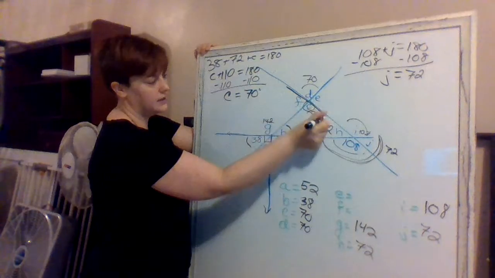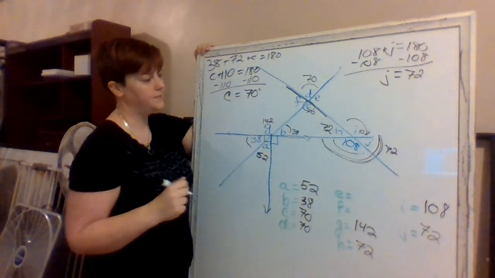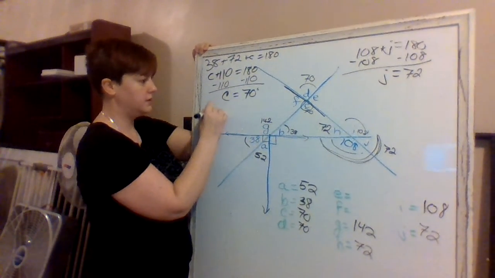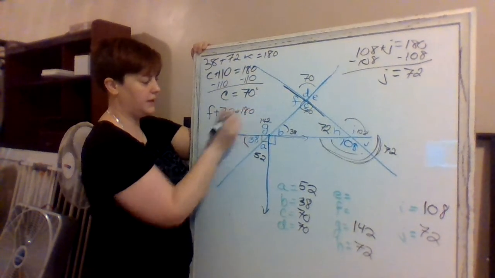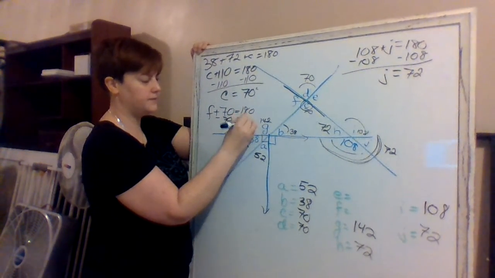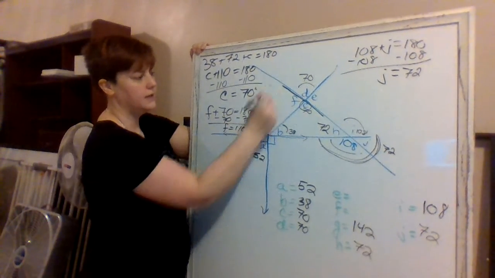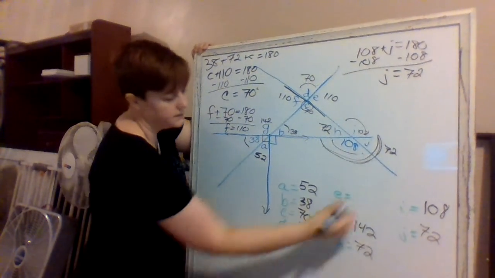Lastly, we've got this linear pair right here. So F and C, F plus C is going to be 180. So F plus 70 is 180. And if I subtract 70 from both sides, I get 110. So that's 110, and this is 110.